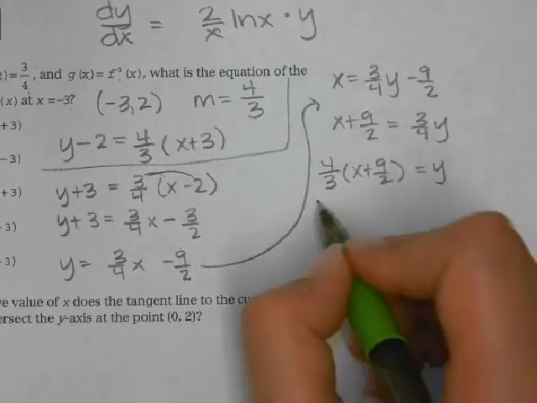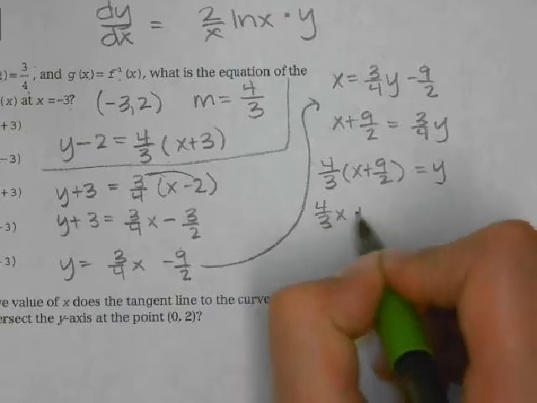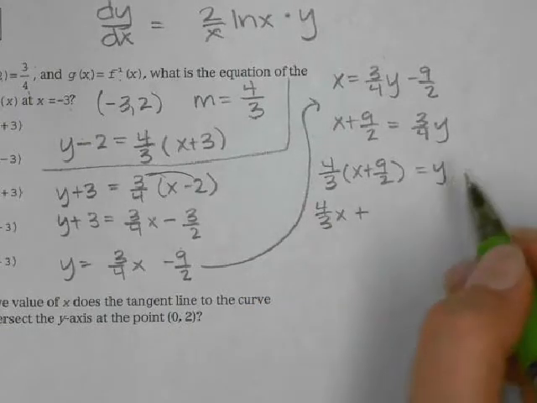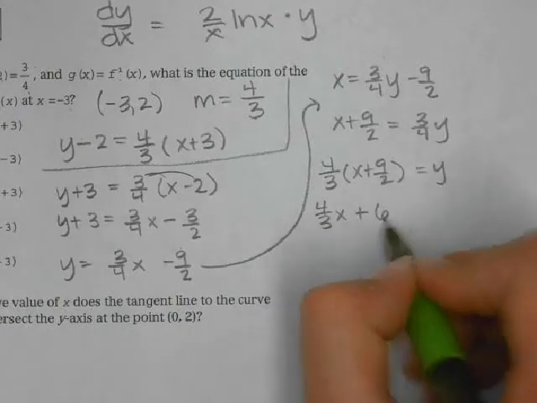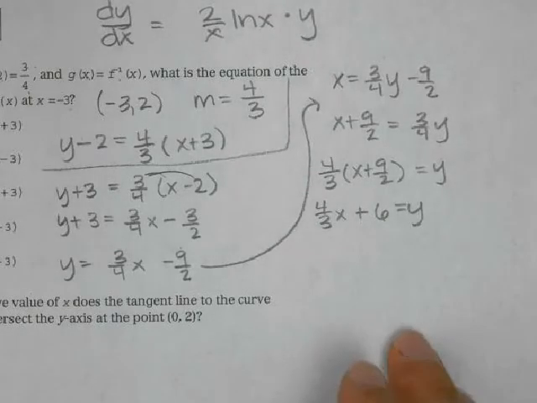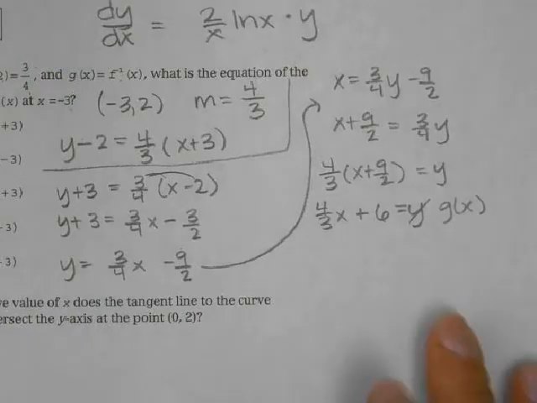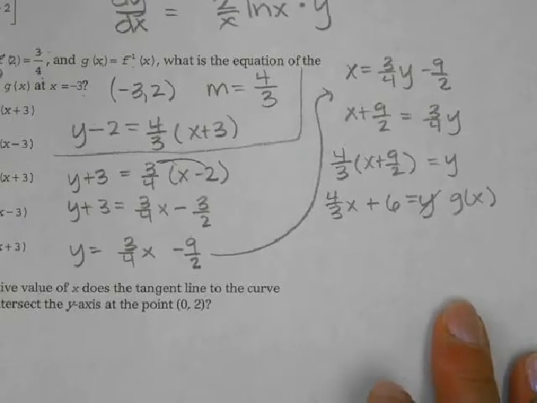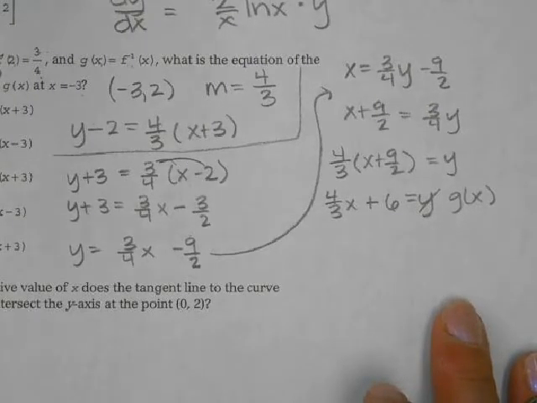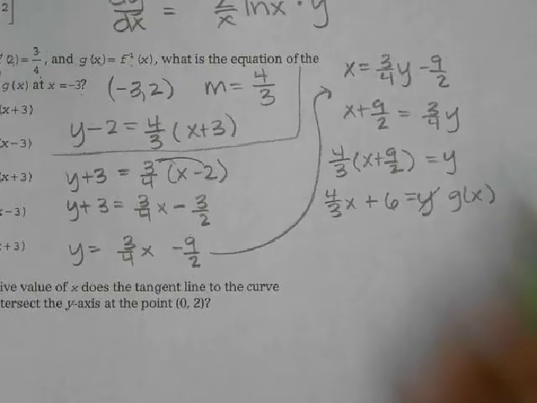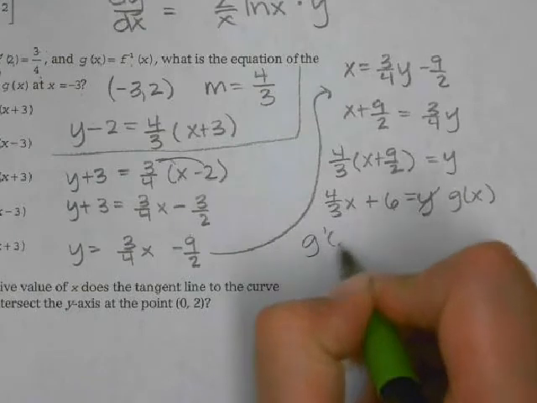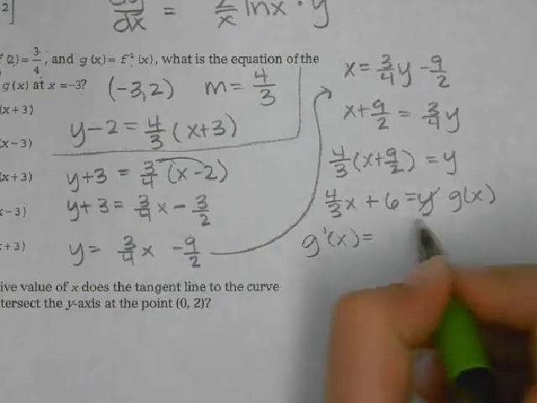So that gave me (4/3)x plus 36 over 6, which is 6, equals y. So that was me finding g of x. Now I know that this is what g of x equals. And then I said, okay, I need g prime of x because I'm looking at the tangent line, so I need the derivative. So I said my g prime of x was 4/3.